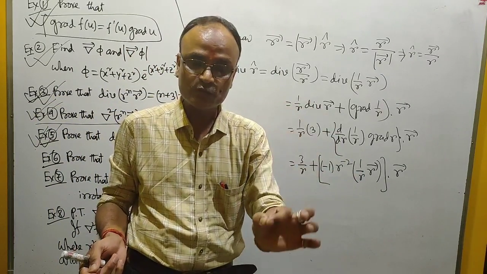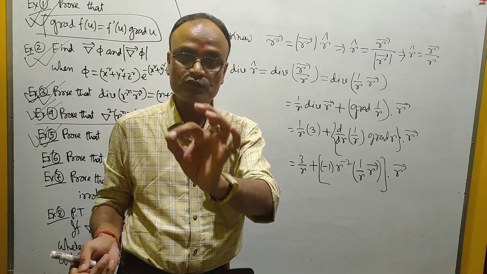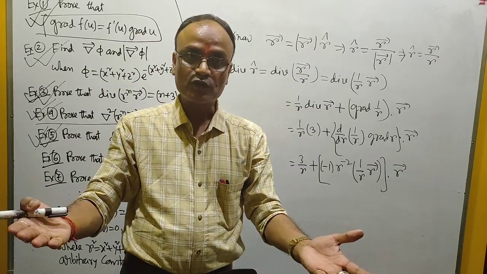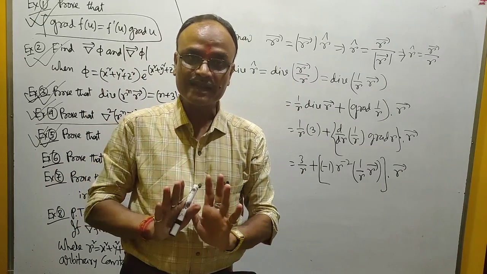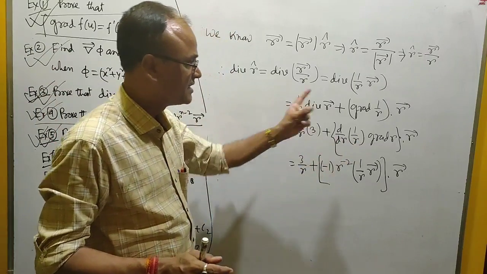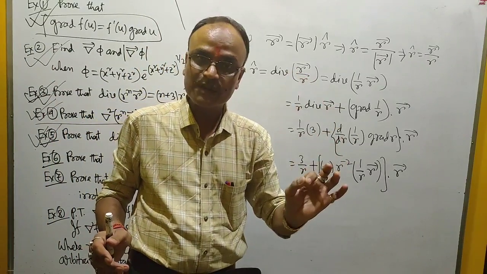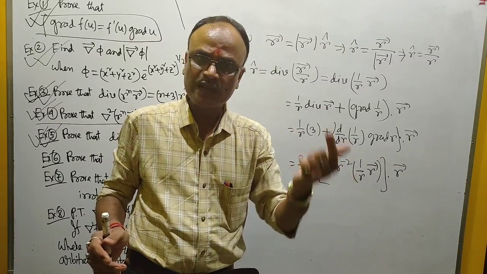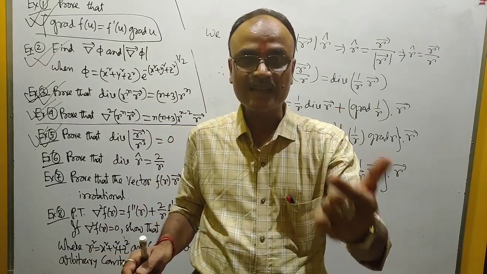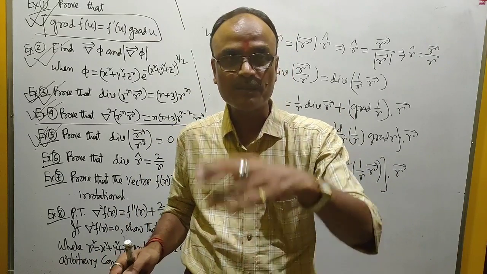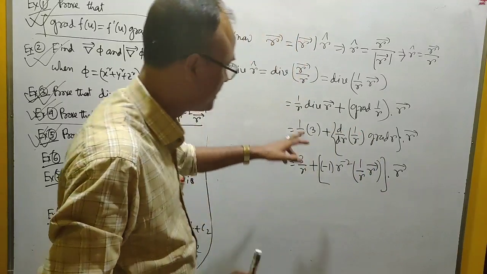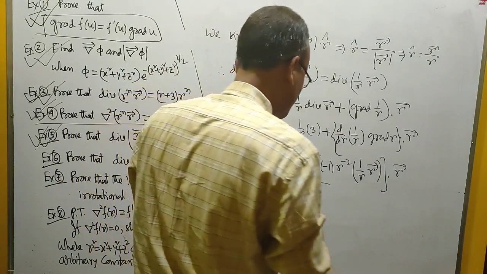Divergence of r vector is equal to 3 because if A is any vector, A vector equal to capital A1 i cap plus capital A2 j cap plus capital A3 k cap, then divergence of A vector will be equal to delta A1 by delta x plus delta A2 by delta y plus delta A3 by delta z. Here, since r vector is equal to x i cap plus y j cap plus z k cap, therefore divergence of r vector will be delta x by delta x plus delta y by delta y plus delta z by delta z equal to 1 plus 1 plus 1 equal to 3.